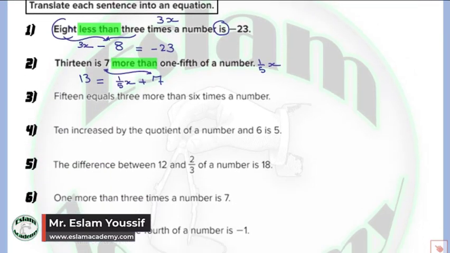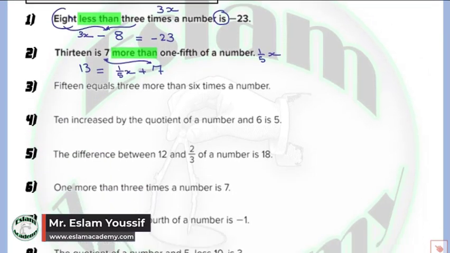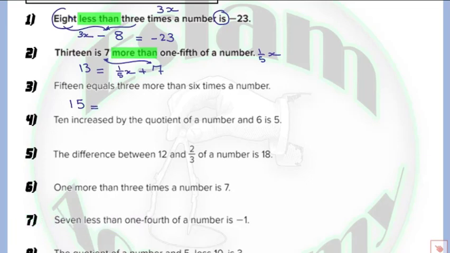In question number 3 we have 15 equals. Just write 15 is equals 3 more than. Once you find "more than", it means we have plus. The expression before "more than" will be after the plus sign, and the expression after "more than" will be before the plus sign. 6 times a number is 6x. Just write 6x. So the equation that we have is 15 equals 6x plus 3.